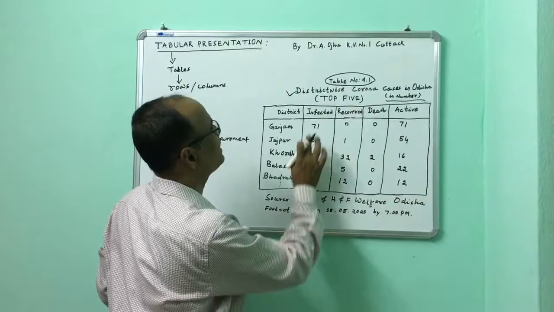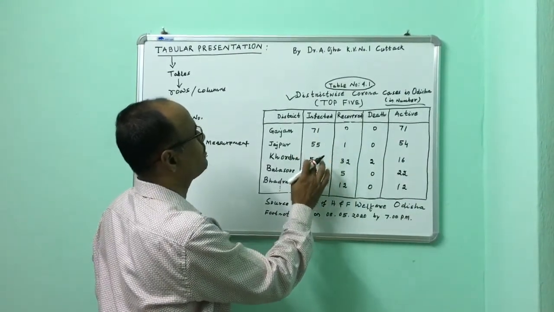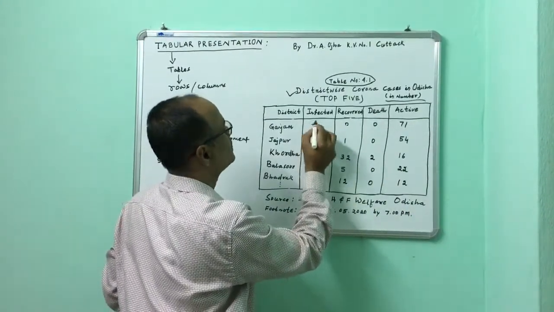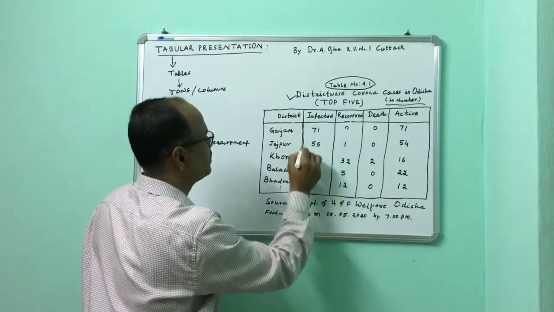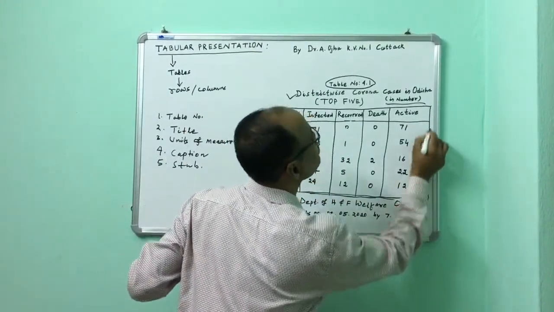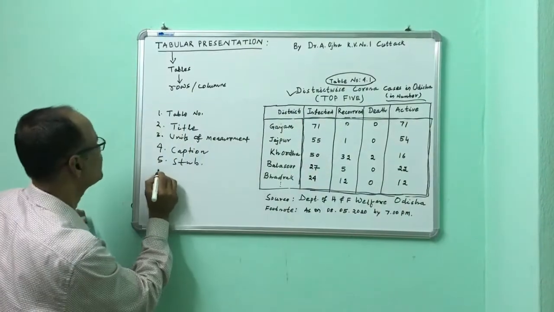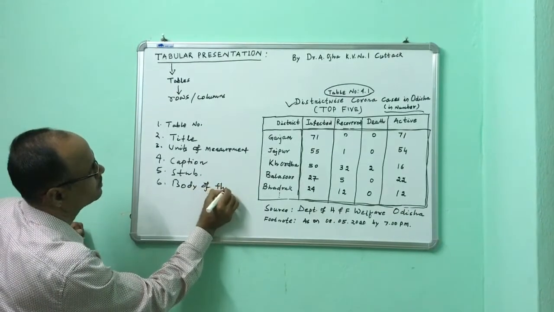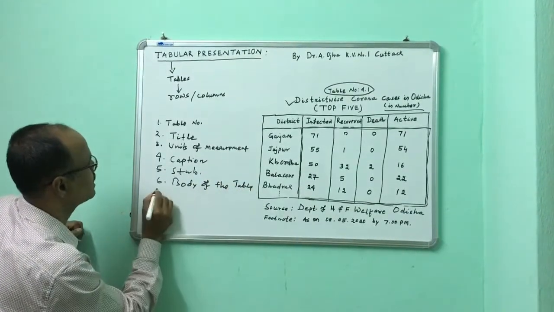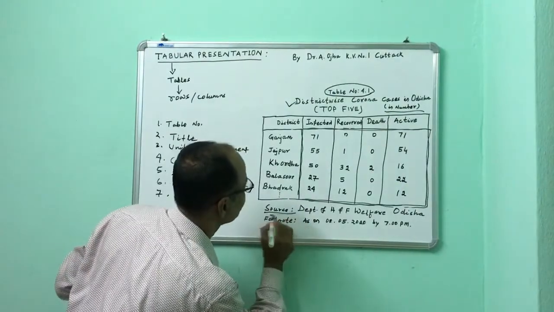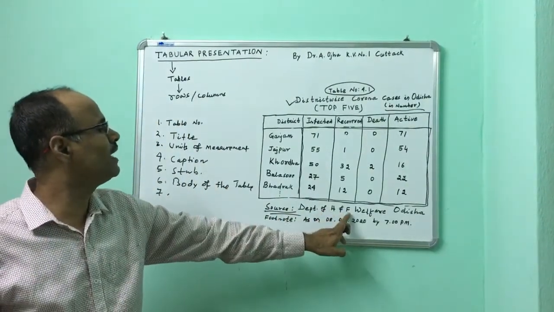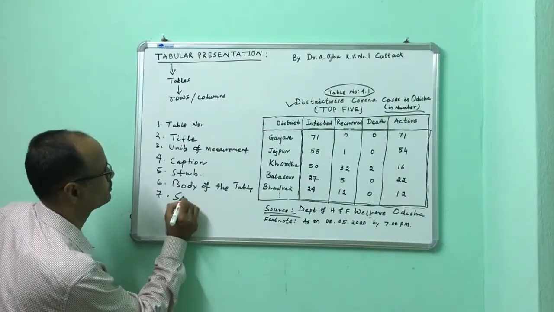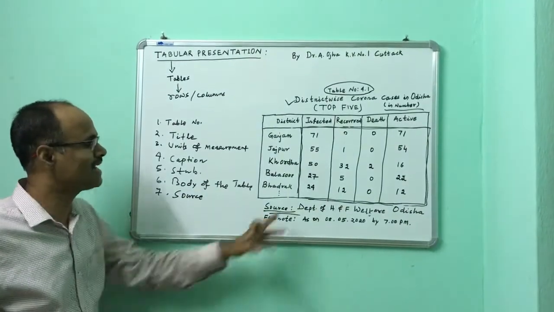The data shown here quantitatively, that is 71, 55, 50, 27, 24, and so on, all the data in this form, the entire data represented in the table, is known as the body of the table. Next, 7 is source. Source means Department of Health and Family Welfare, Government of Odisha. This is known as source, from where the data is collected.